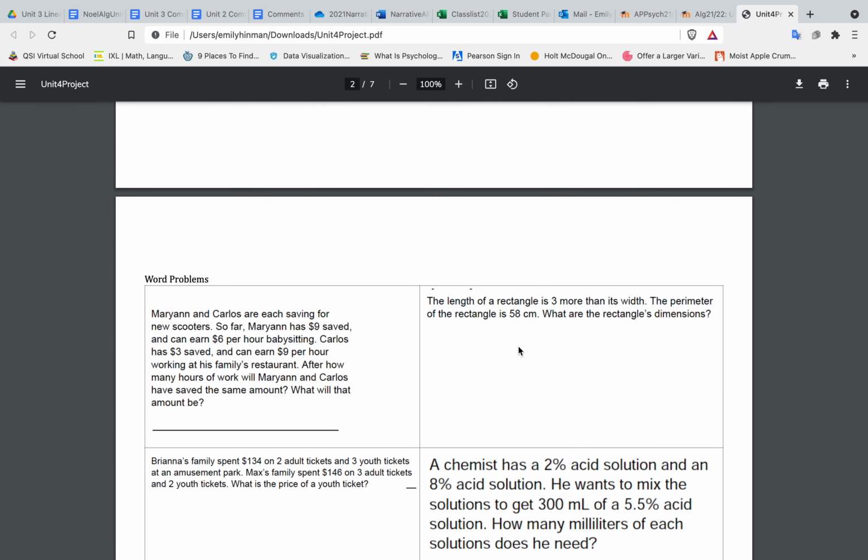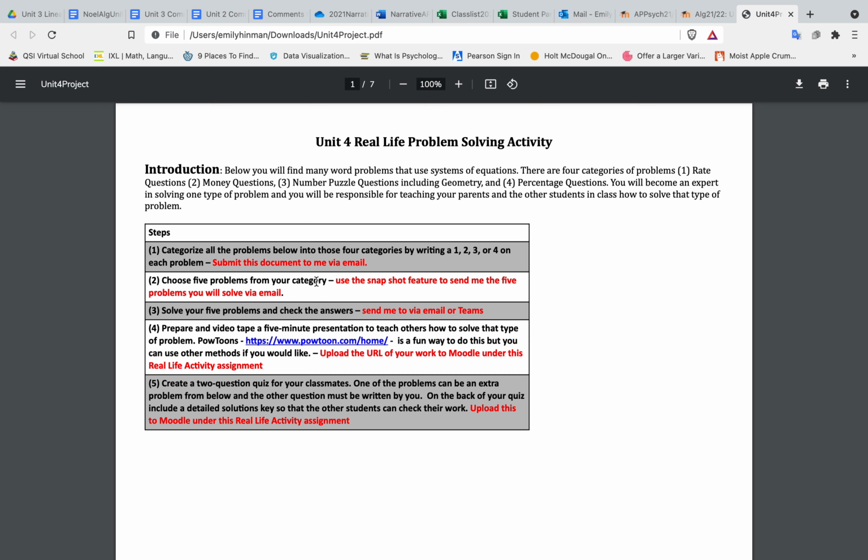All right, step 2. You're going to pick which of these categories you want to do. What is most interesting for you? And you can use the snap feature, or just creating screenshots, or print them out and cut them off. You're just going to send me the problems that you're going to solve. Step 3, you're going to solve the 5 problems that you picked, and you're going to send them to me, and I'm going to check them for you.